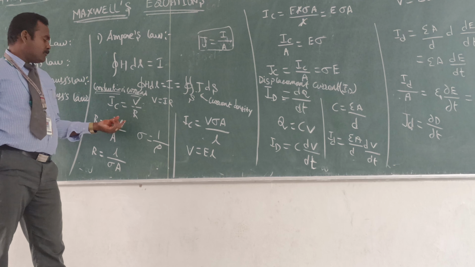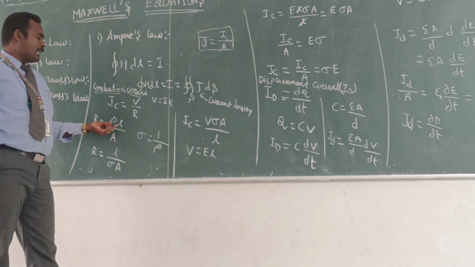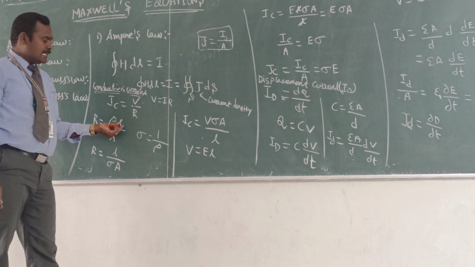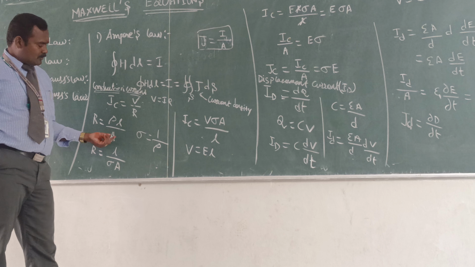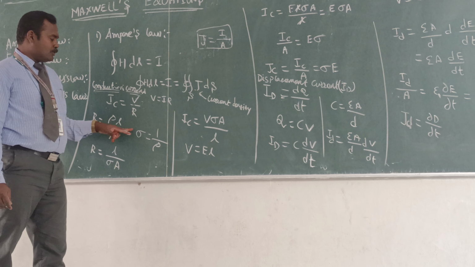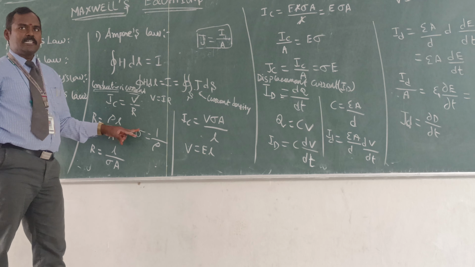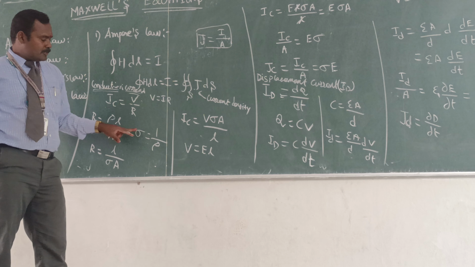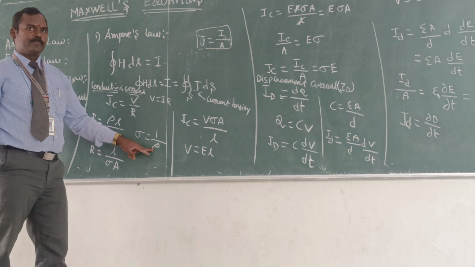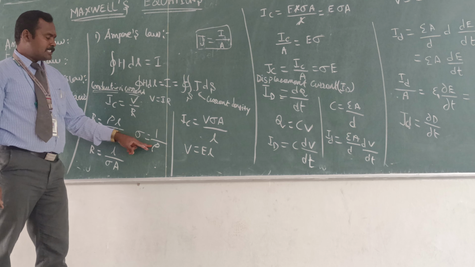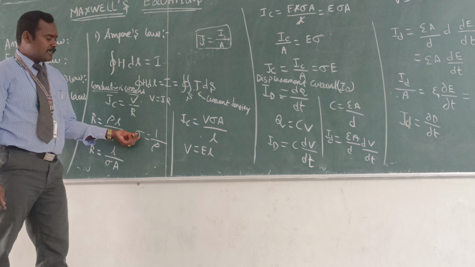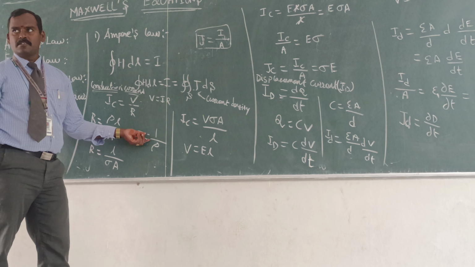For the resistance, we know the formula R equals rho L by A. Rho is the resistivity of the element, L is the length of the conductor, and A is the total area of the conductor. You must know the relationship between conductivity and resistivity. Sigma is the conductivity, which is 1 by rho, where rho is the resistivity. So the reciprocal of resistivity is the conductivity, or the reciprocal of conductivity is the resistivity.